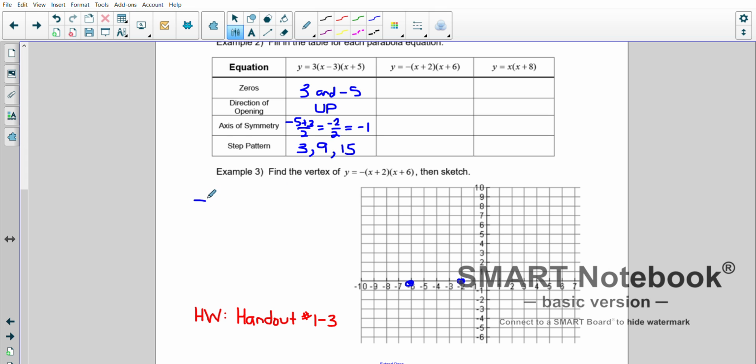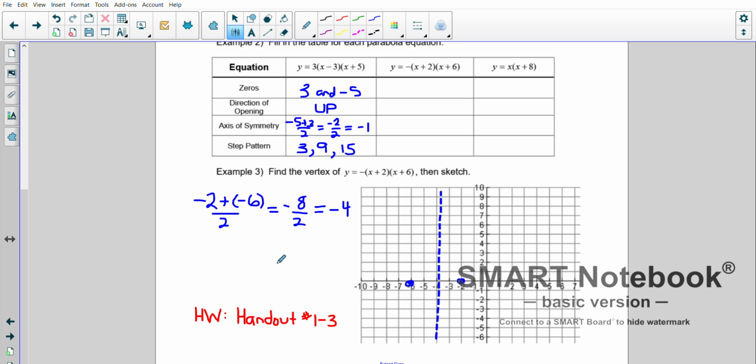So I'm going to average those zeros to find the axis of symmetry. So negative 2 plus negative 6, divide by 2, get negative 8 over 2, which equals negative 4. And again, we have a graph here, and we can kind of see by inspection that it is negative 4. Let's see, right? I guess I wanted that to be a straight line, but I guess not good enough for now.